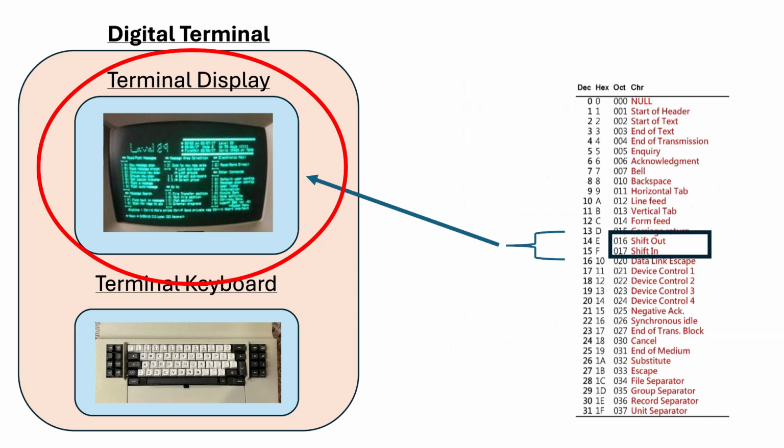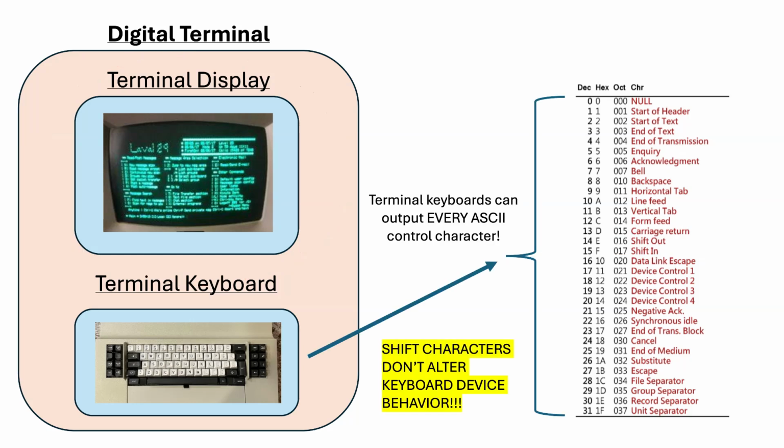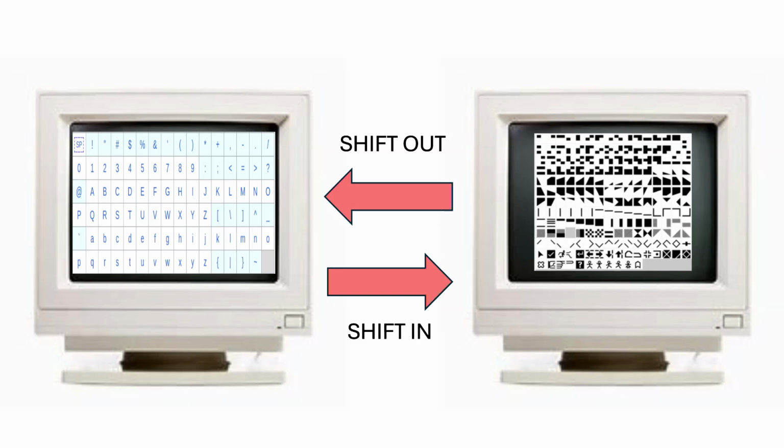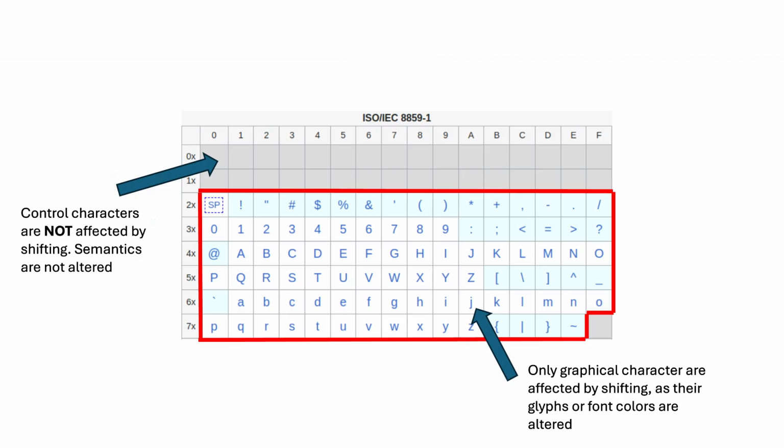Note that it's the terminal displays that really apply semantical meaning to the shift in and out control characters, as they instruct the display to toggle between the default and alternate set of glyphs to print. Terminal keyboards are dumb devices, so typing shift in and out doesn't affect their behavior whatsoever. These shift control characters instruct terminal displays to print an alternate set of glyphs to the screen. As a result, only graphical code points are affected by this shifting functionality. Control characters do not have associated glyphs, so they are unaffected by shifting. Their semantical meanings do not change with shifting.